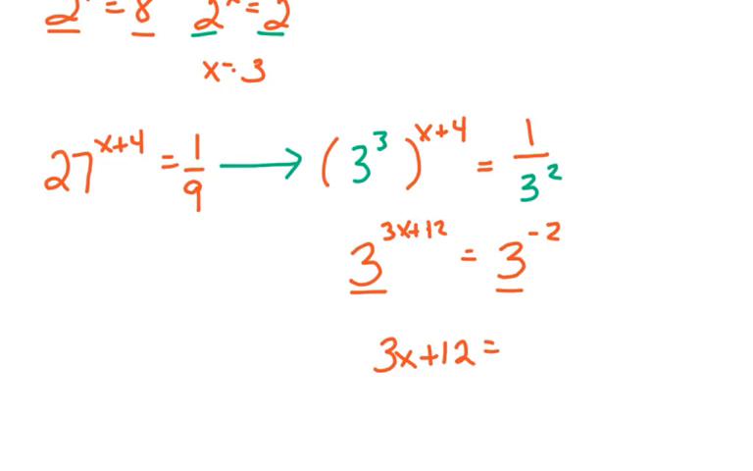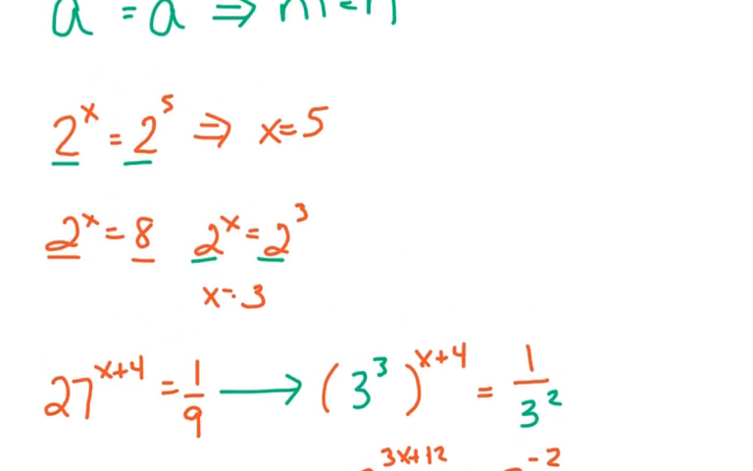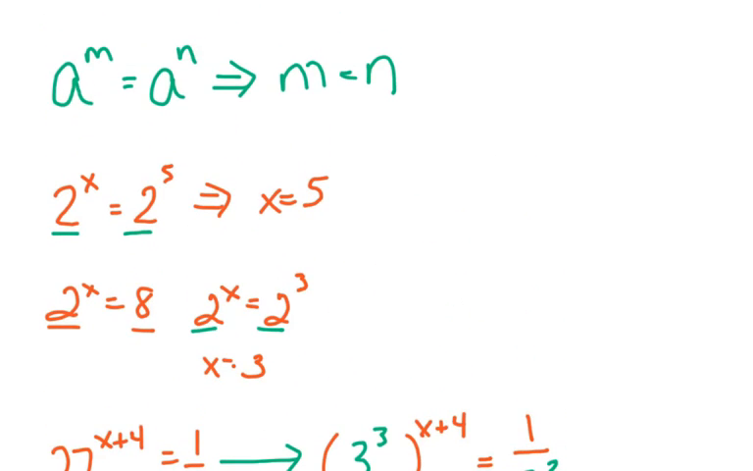Now, as long as the bases are the same, then the powers are the same. 3x plus 12 equals negative 2. 3x equals negative 14. X equals negative 14 thirds. So that's the first type of equation, an exponential equation.